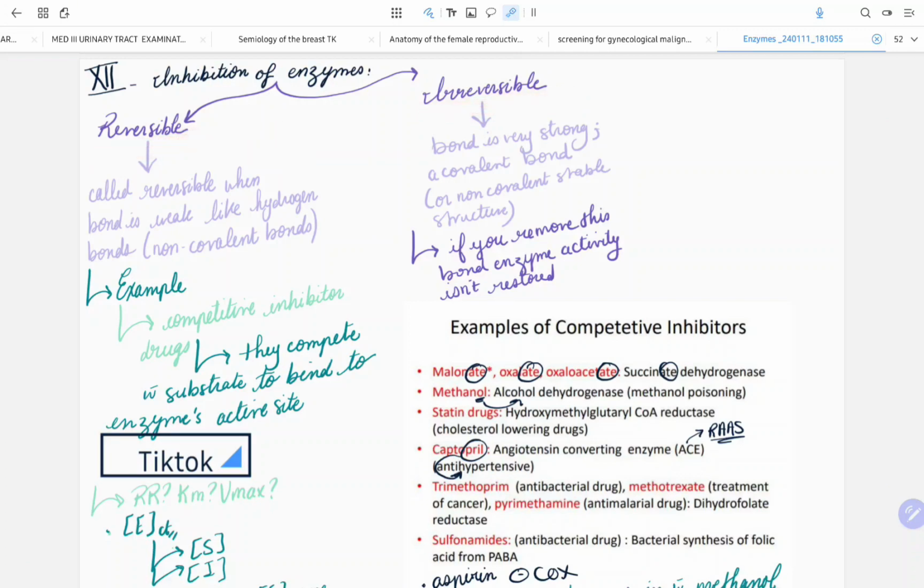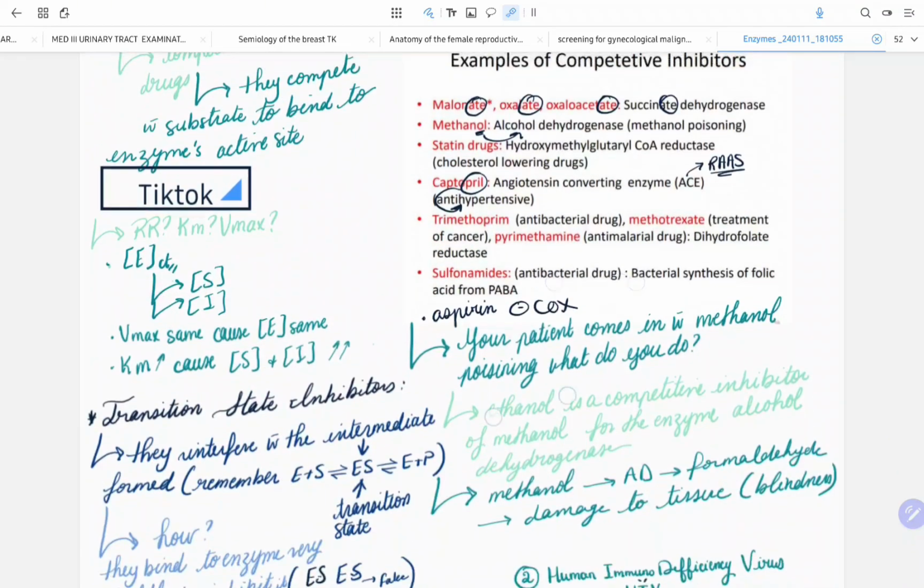The bond is going to be a weak bond, not like the covalent bond. It's going to be weak, just like hydrogen bonds. For example, competitive inhibitors. So let's say you have an enzyme. This is the active site of an enzyme, and you have the substrate and the competitive inhibitor. It runs faster than the substrate and binds to the active site of the enzyme and beats it to the active site and inhibits the enzyme. That's exactly how a competitive inhibitor works. I'll actually link a video to a funny TikTok that explains competitive inhibition.